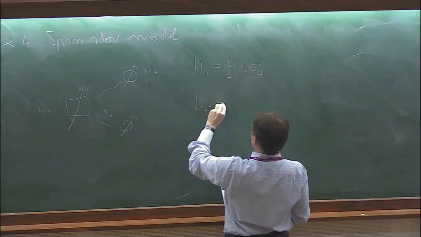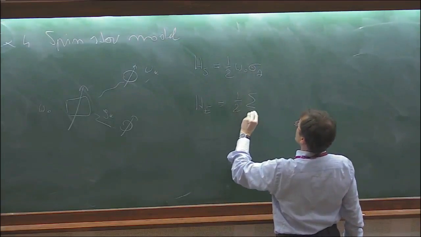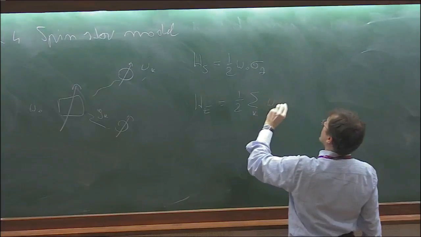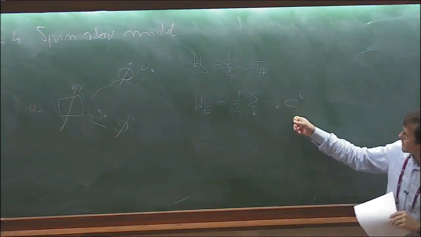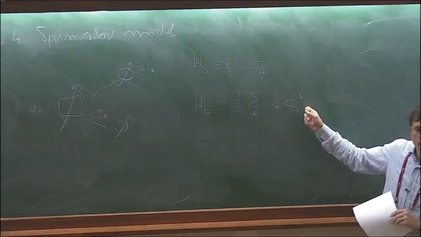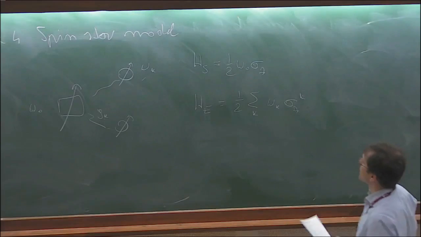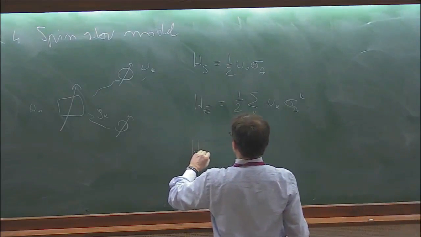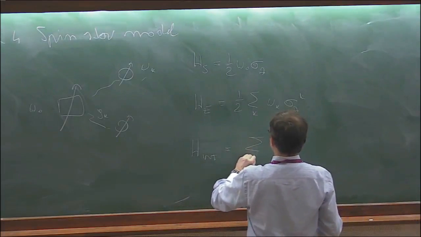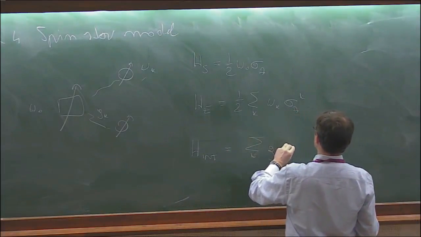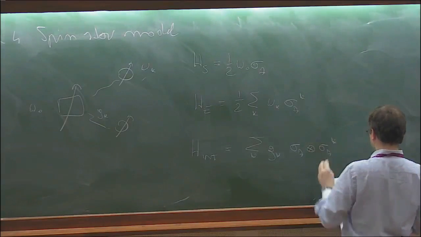As far as the environment is concerned, we have simply a sum of the very same contributions, a sum over k of omega k sigma z k. This is the spin operator for the kth spin around the central one. And then I write an interaction term of the following form, as usual, a sum over k of g k sigma z tensor sigma z k.